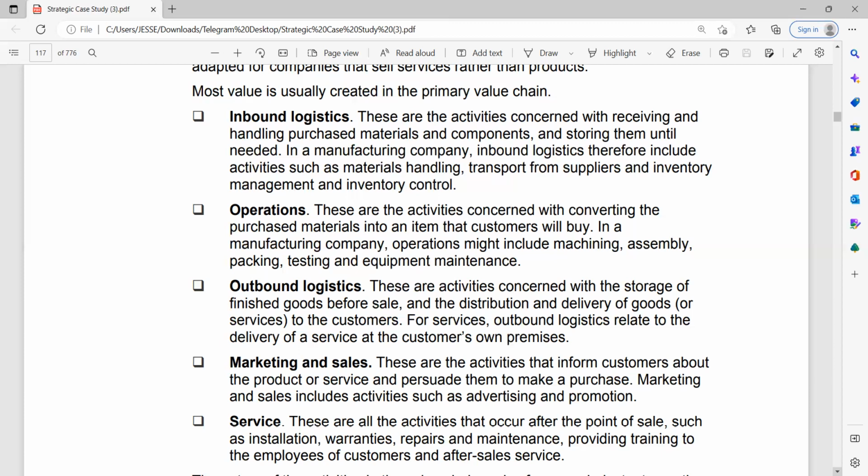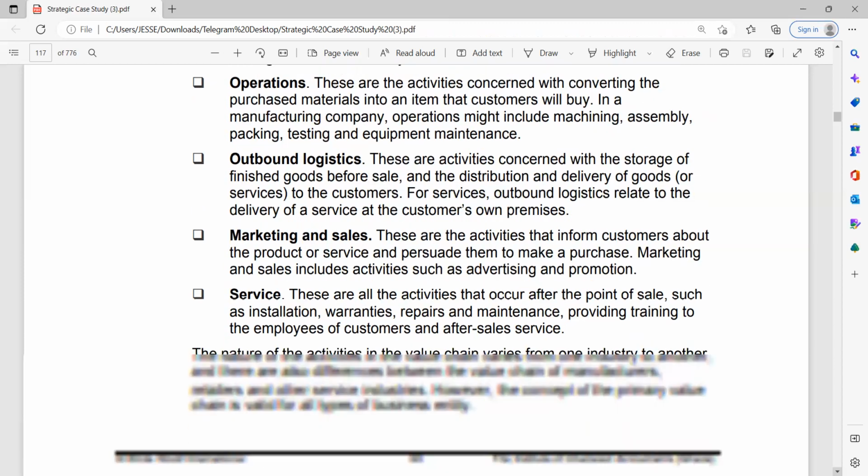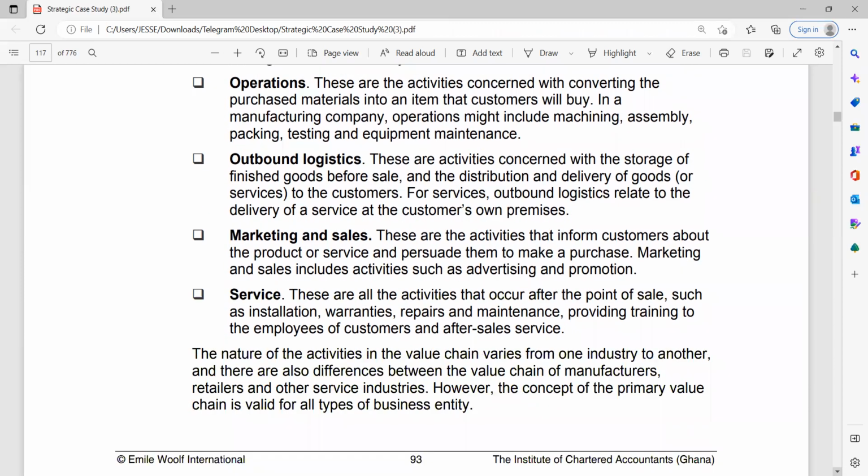And then you have marketing and sales. So what's that about? Let's look at it critically. These are the activities that inform customers about the product, right? And persuade them to buy. So you market the product. After you created the product, if you don't market it, nobody will know about it. So you have to advertise the product, you have to promote the product. That's marketing and sales. And then you have service or after sales service.